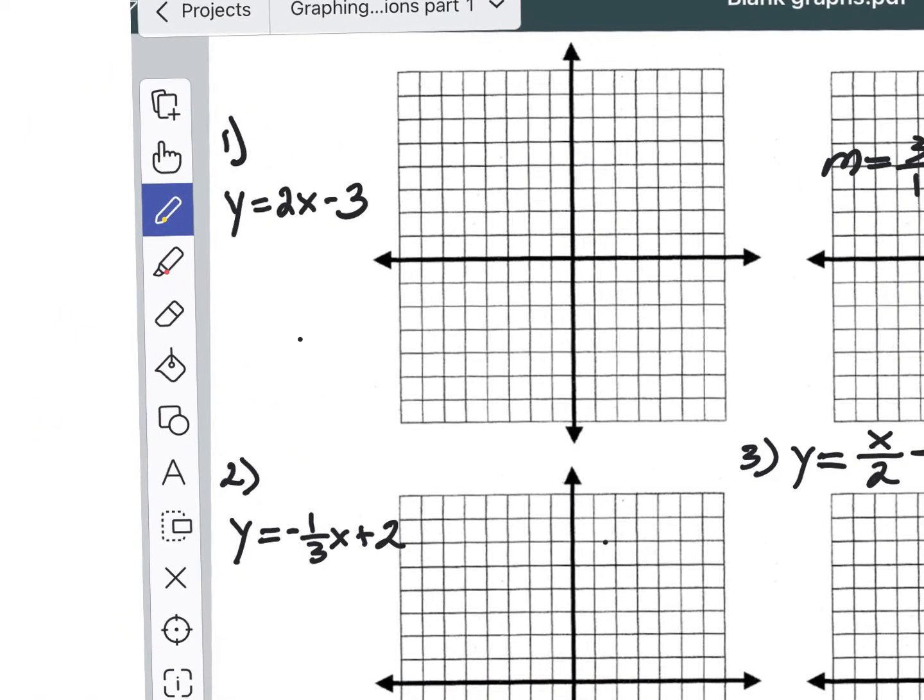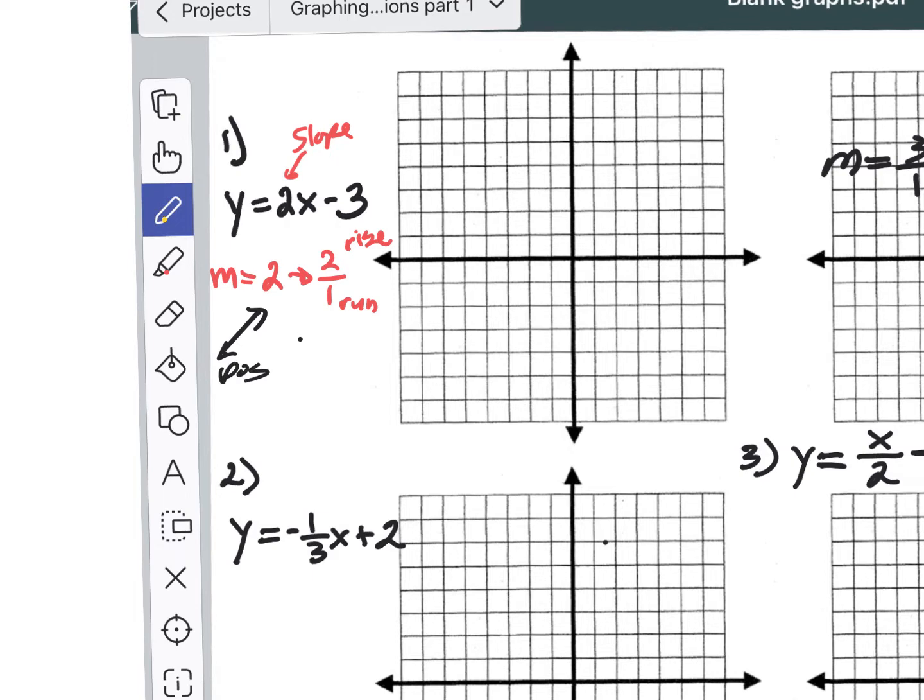So let's get started. Number 1, first you want to identify the slope. The slope is always what's being multiplied to the x. So the slope in this problem is 2, which can be written as 2 over 1, and that will tell us our rise and our run. It is a positive slope, so our line has to be slanting uphill.